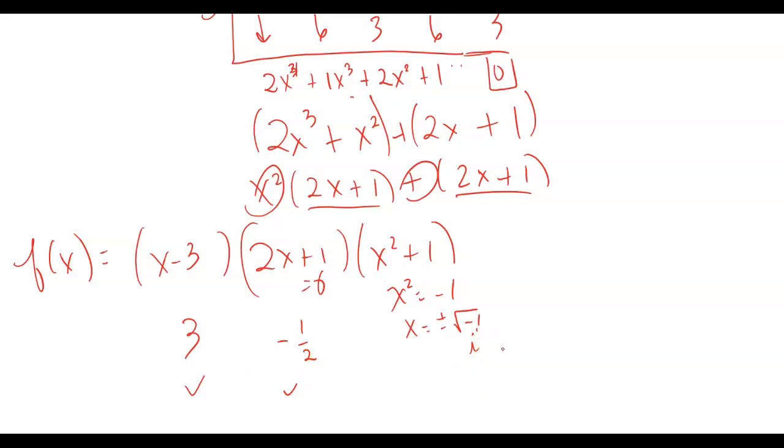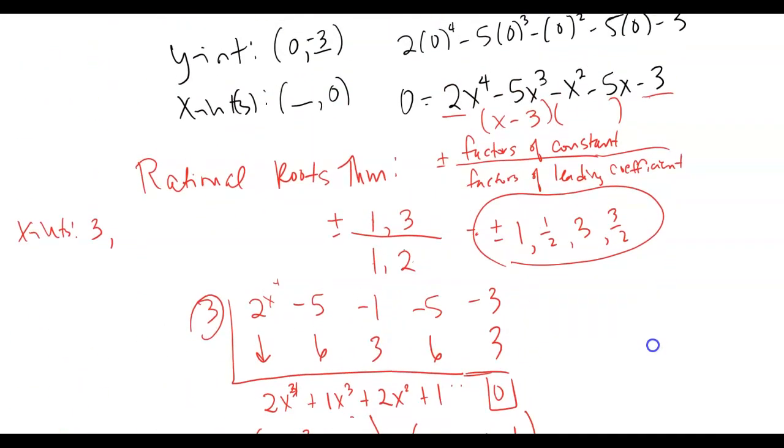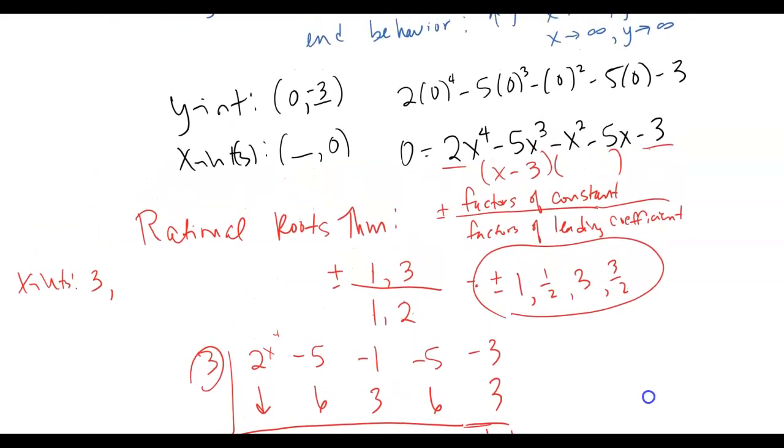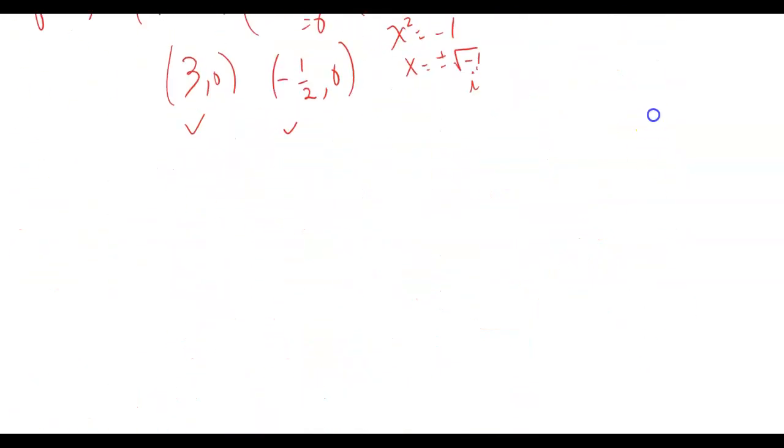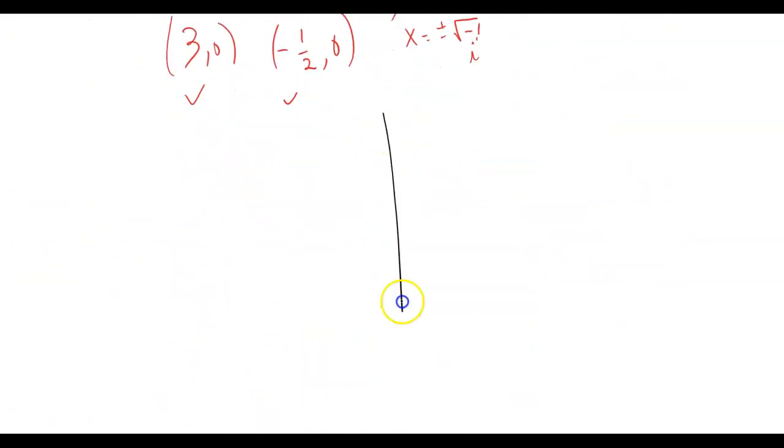But I have what I need to graph this bad boy because these are really x-intercepts, right? So I have 2 x-intercepts. I had a y-intercept above. Where was it? 0, negative 3. And I know my end behavior. So if I want to sketch a graph for this, I know the y-intercept was down here at 0, negative 3. The x-intercept is at positive 3, and then we have one at negative 1/2.